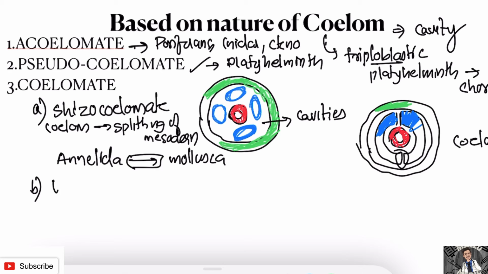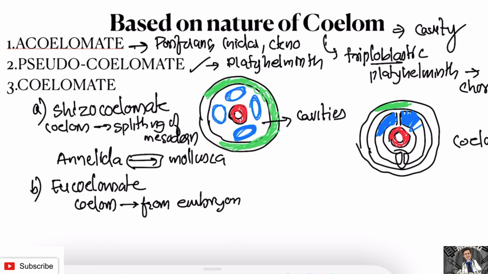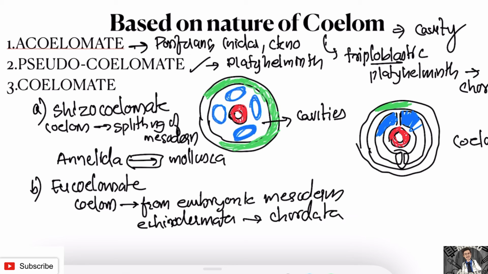Now we have another criteria. We call it eucoelomate. So eucoelomate, here coelom is formed from the embryonic mesoderm. Alright. So the phyla which come under eucoelomate condition are the rest of them, from echinoderms to chordates. Fine, that completes the classification based on the nature of coelom.